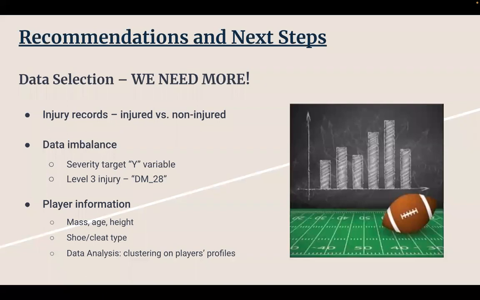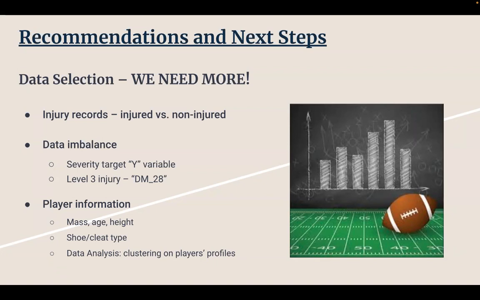So after seeing these results, I definitely had some recommendations for next steps. The most important being, we need more data. So again, this data was injury records alone. We didn't have any non-injured players. We only had injuries, so this makes it hard to predict injury. We're focusing on the severity of injury. So I would definitely be interested in researching the predictability for injury, so non-injury versus injury.